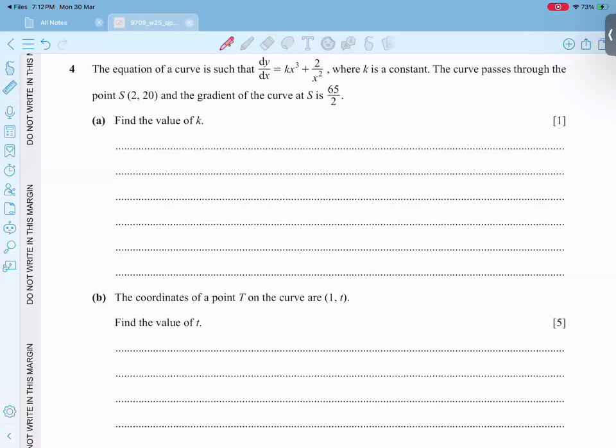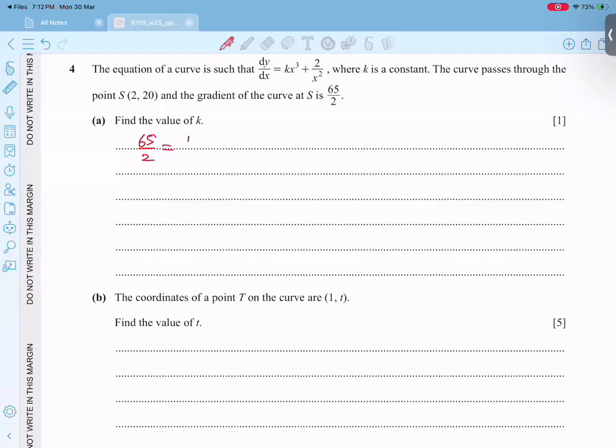Question number 4: the equation of a curve is given such that its derivative is this, and the curve passes through this point, and the gradient of the curve at S. Here he mentioned the point S, and that gradient is this one. In short, this 65 by 2 is the gradient he mentioned, so I replace dy over dx here with 65 by 2.